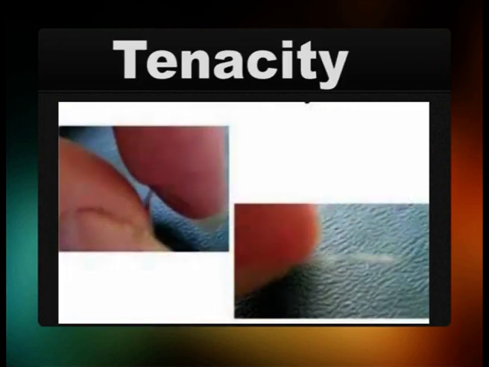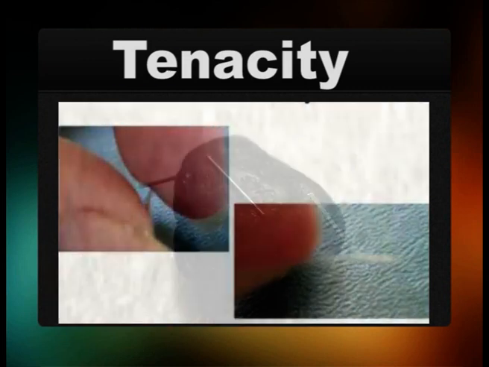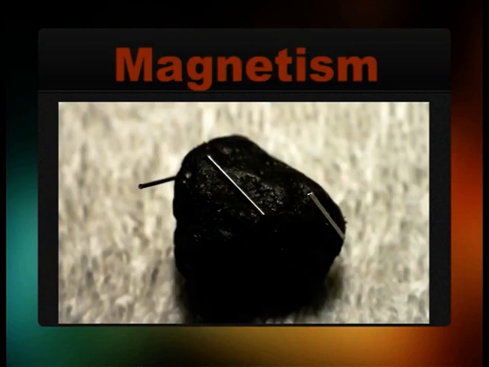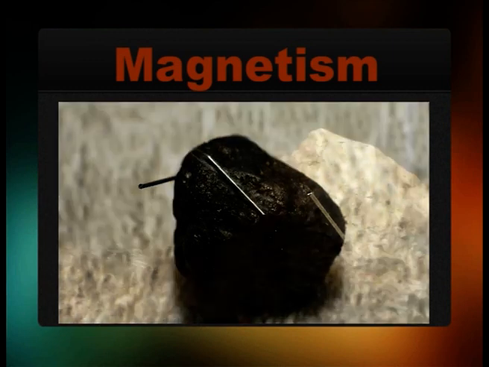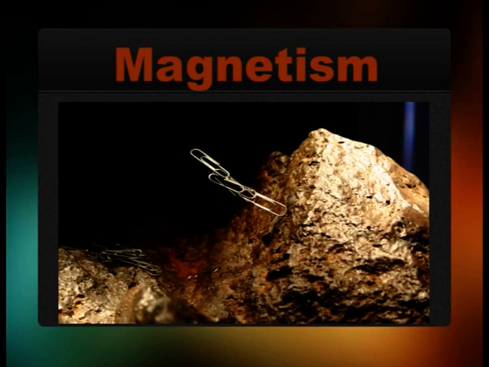Eighth property is tenacity. Tenacity is the characteristic that describes how the particles of a mineral hold together or resist separation. Tenacity is how tough a mineral is, how easily a mineral will break, split, crumble or change shape. Ninth property is magnetism. Magnetism is the characteristic that allows a mineral to attract or repel other magnetic materials.